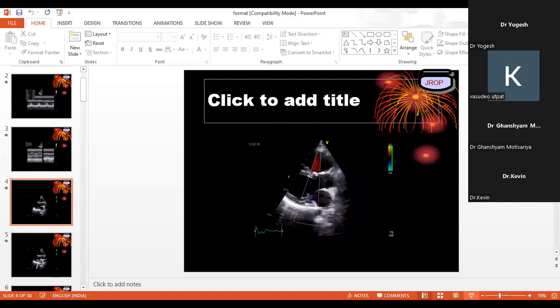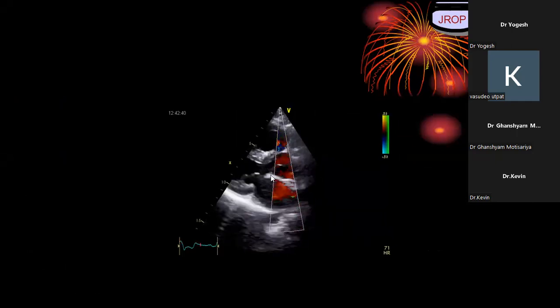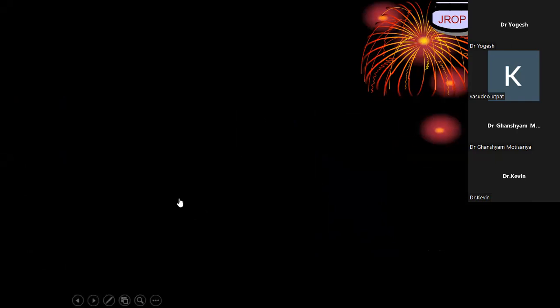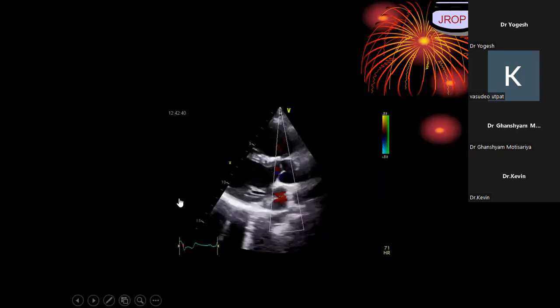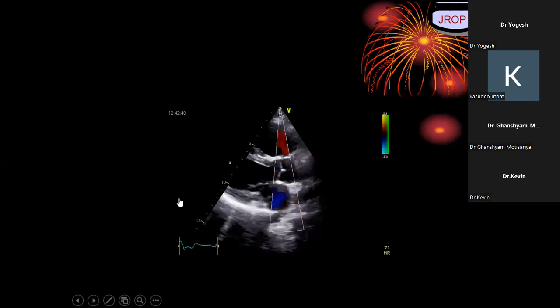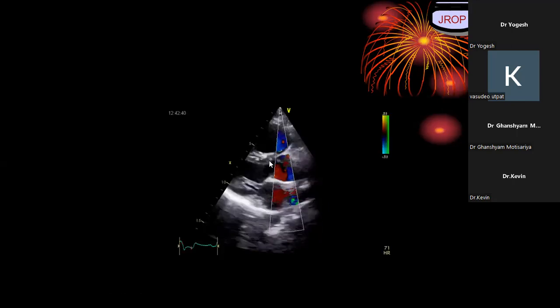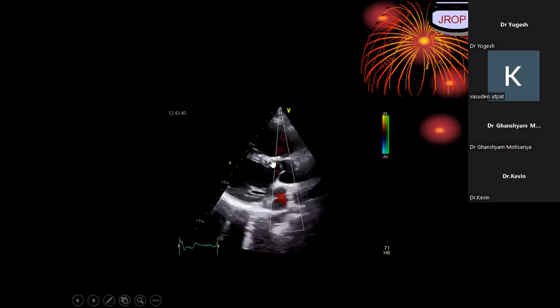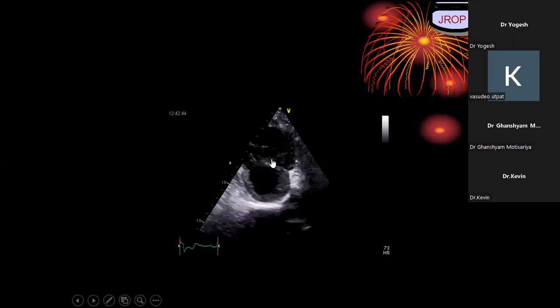Look, I'm going to show these slides and then freeze them, because they are going to disappear. Look, this is a patch which has been placed in tetralogy of Fallot. I'll play it again and again because this is a very old format. Look, it's a hyperechoic shadow. Yes, sir. This is what the patch is.